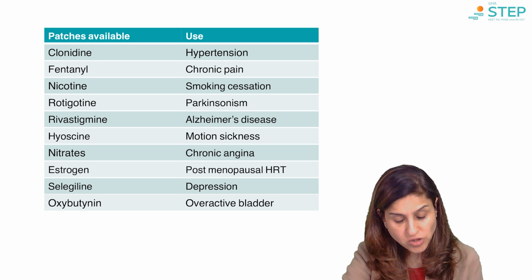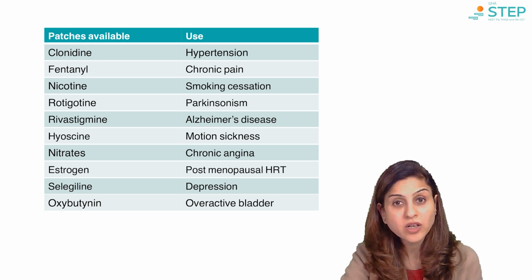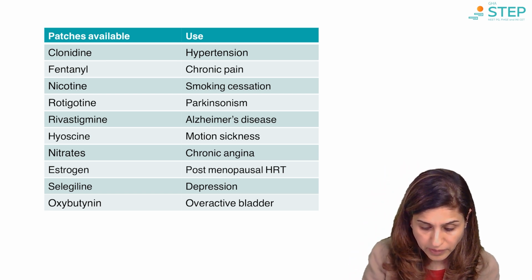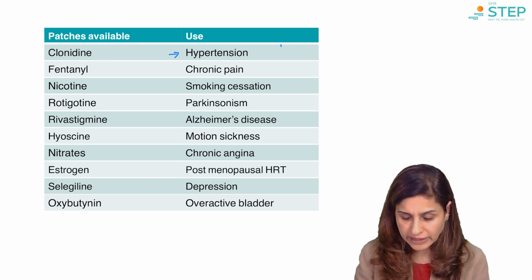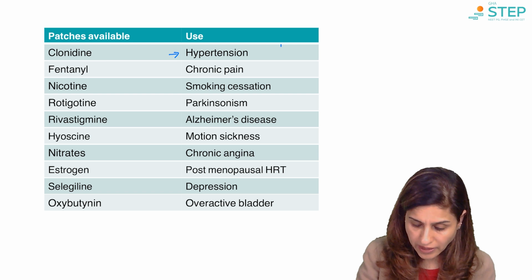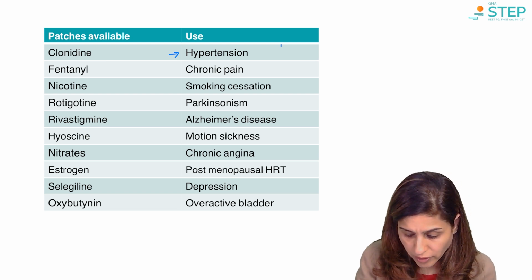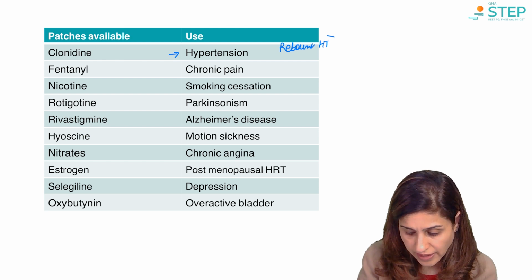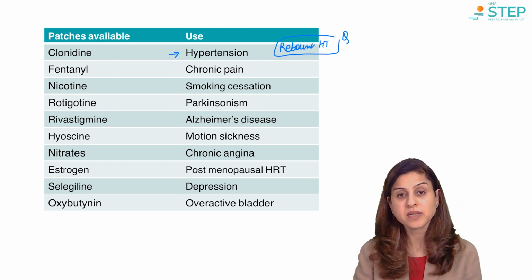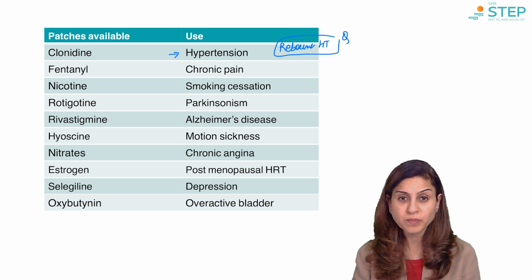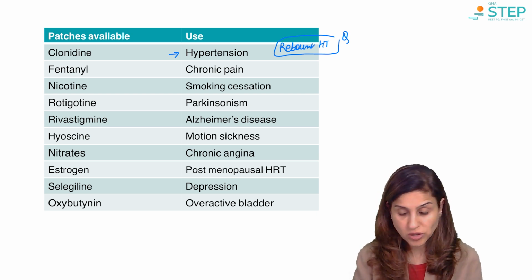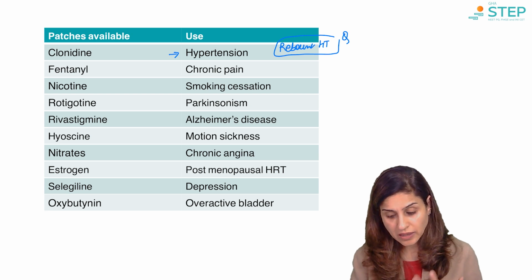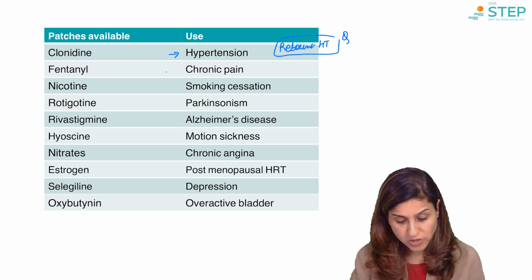So what are these preparations? Let's go through them one by one. Clonidine is available, and this is for hypertension. The important thing about clonidine is that if you stop giving the drug, the major problem is rebound hypertension. This has been asked many a time. So clonidine is given for hypertension, but if a patient misses a dose of clonidine, there can be rebound hypertension, and that can land a patient in the emergency.